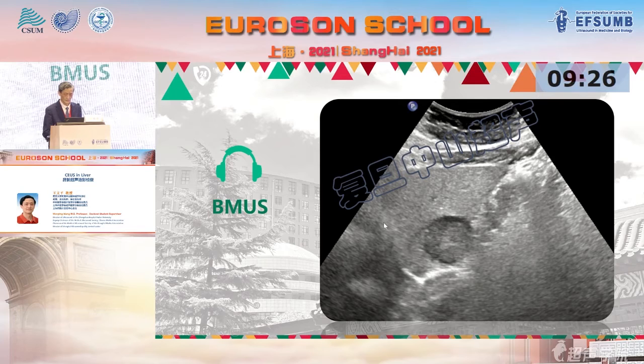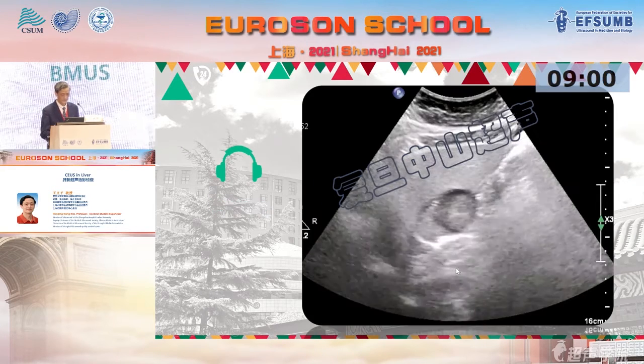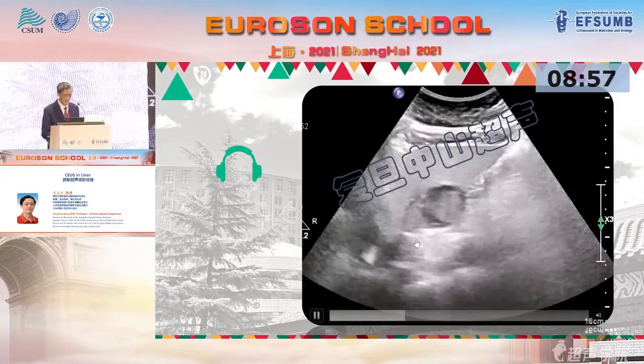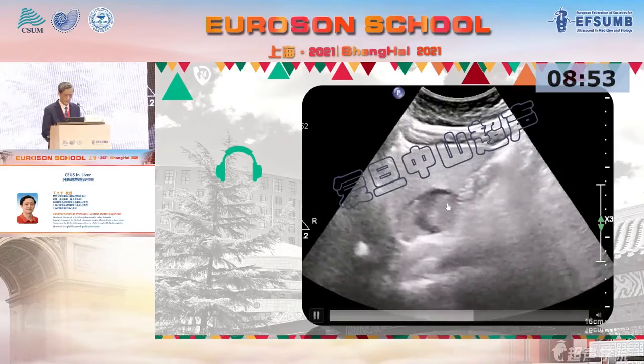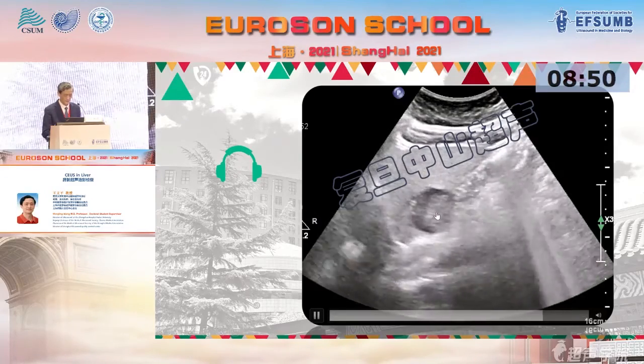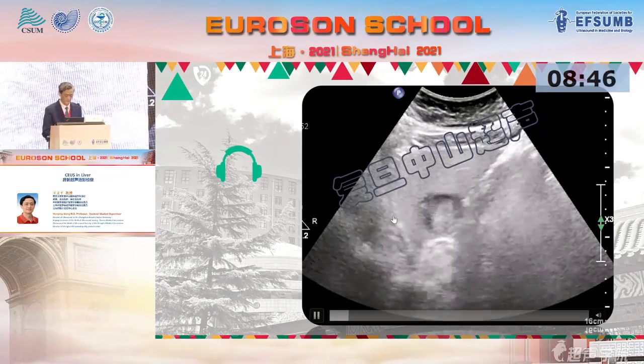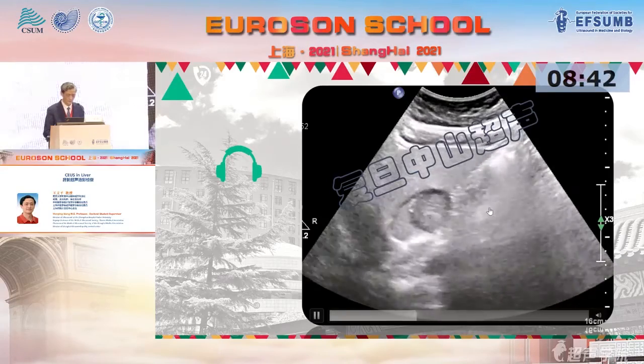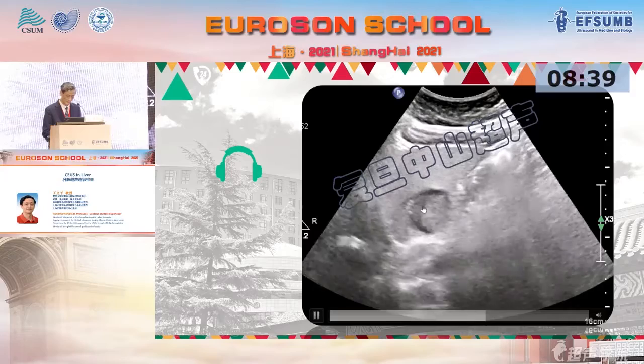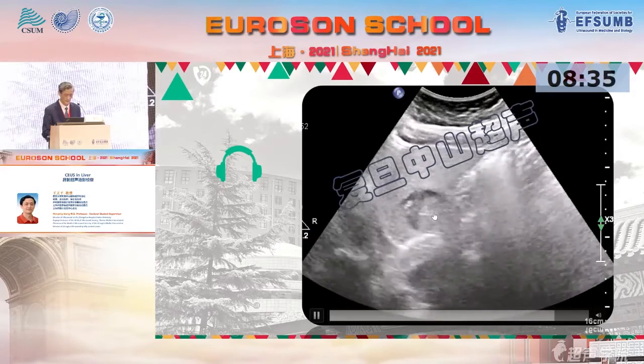Let me show the sonogram. This is the grayscale. You see the left lateral lobe has a hypoechoic lesion with a clear margin. On this dynamic view we see this tumor. Grayscale confirmed this lesion is a solid lesion with a halo around the tumor.